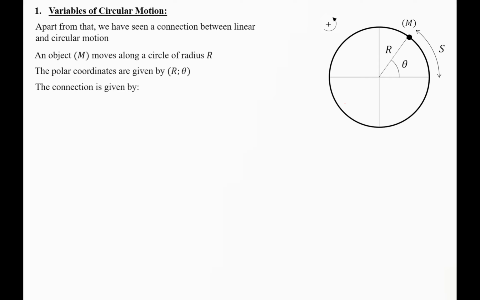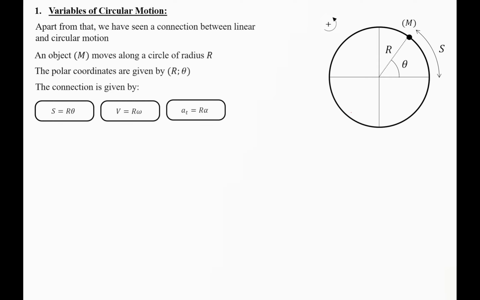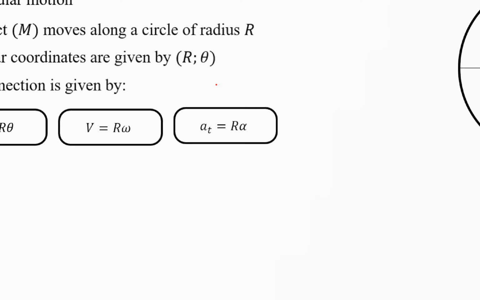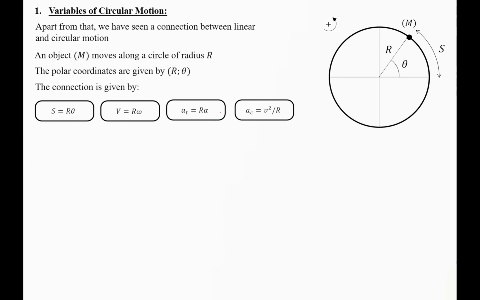The connections are given by S is r theta, v is r omega, and the tangential acceleration is r multiplied by alpha. So remember that acceleration and alpha are related to each other by a is r alpha, but in circular motion we have two types of acceleration, tangential and centripetal. The centripetal is given by v squared over r, whereas the tangential is given by r multiplied by alpha. And a_c is v squared over r.